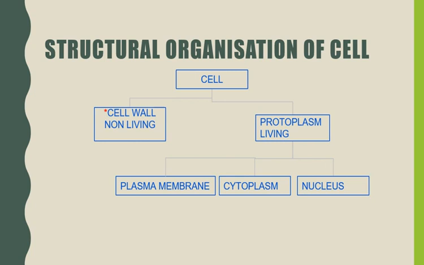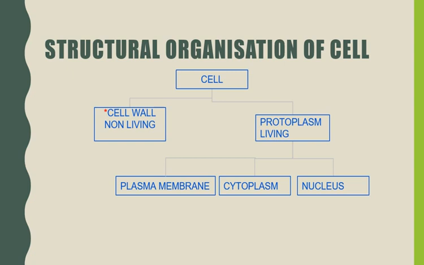Now, irrespective of which plant, animal or microorganism you are talking about, we will discuss a very general structure of a cell. The cell can be divided into two main components, the non-living component and the living component. The living component of the cell is known as protoplasm. If you remember, in the previous video also this term had come up, protoplasm, the living component of the cell. The non-living component is known as the cell wall.